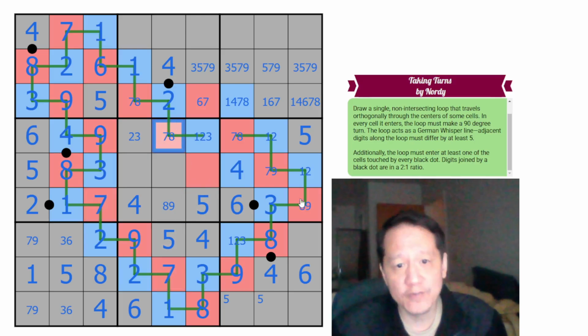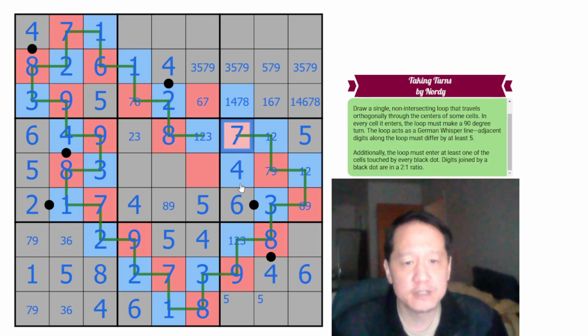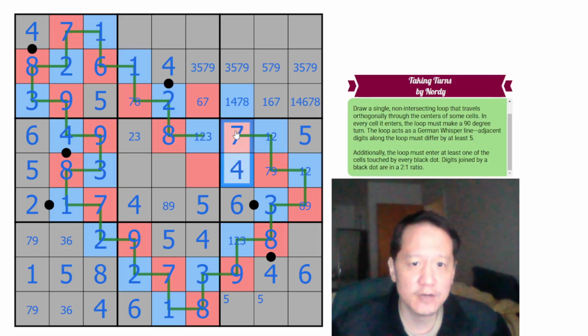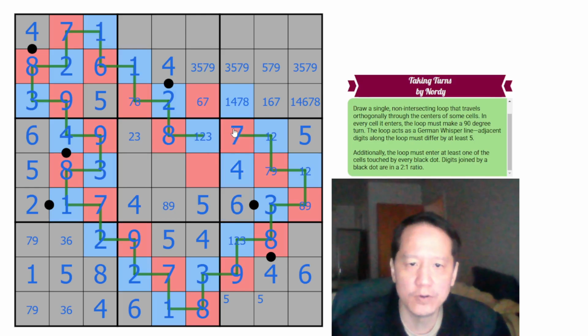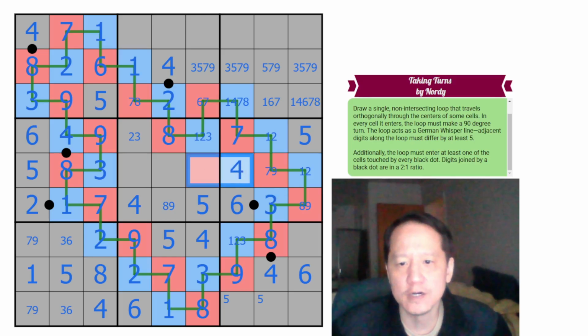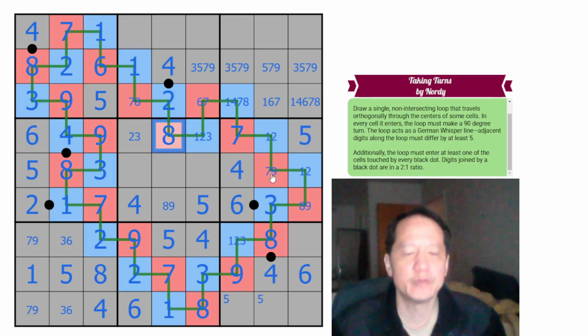Okay, this can't be 7 anymore, therefore this must be 8, which makes that a 7. The 7 can no longer be next to a 4. Actually, it couldn't anyways, so therefore it has to go up, which means it connects here and then it connects here. So now we have the full loop. So these are not part of the loop.